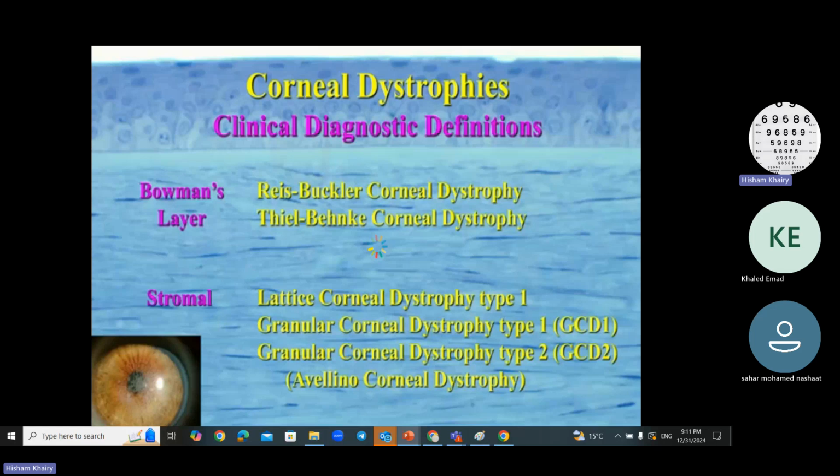Like Reis-Bücklers corneal dystrophy or Thiel-Behnke corneal dystrophy involve Bowman's layer, and there are stromal corneal dystrophies.